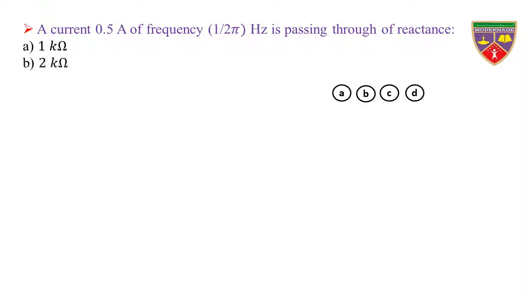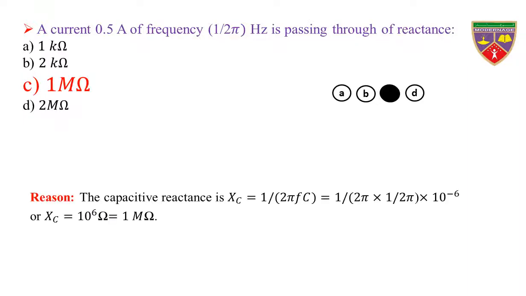Option A, 1 kilo ohms. Option B, 2 kilo ohms. Option C, 1 mega ohms. Option D, 2 mega ohms. The key is 1 mega ohms. Therefore, the correct option is C. Reason.